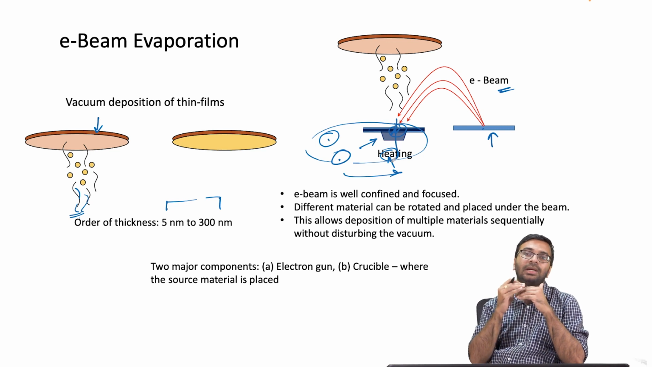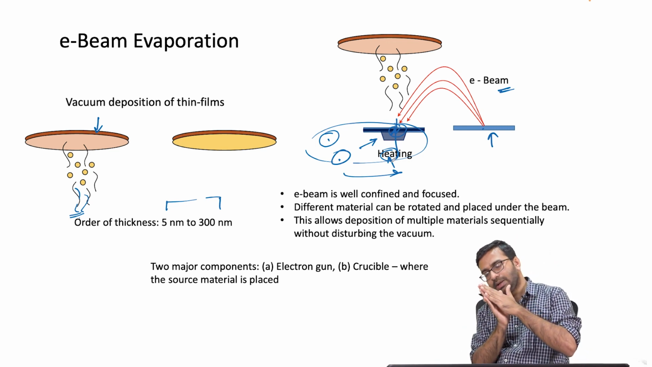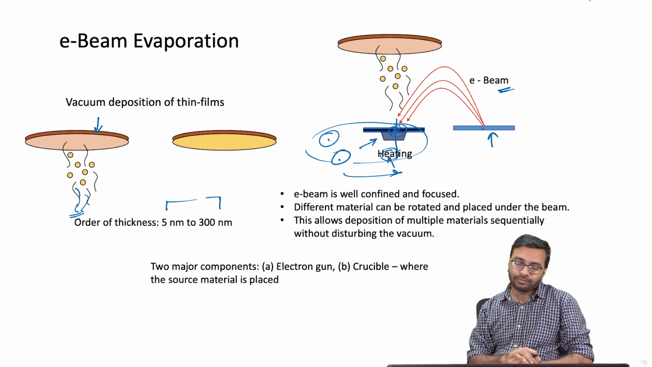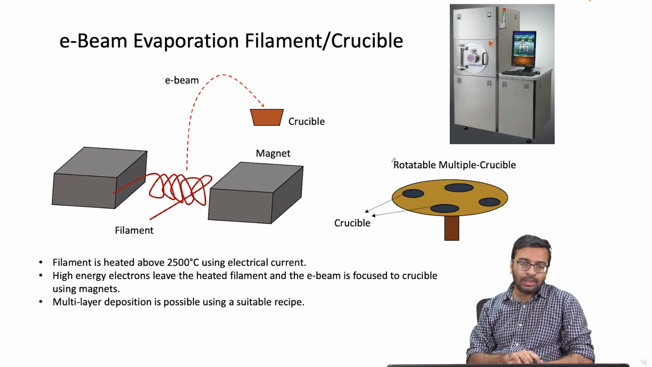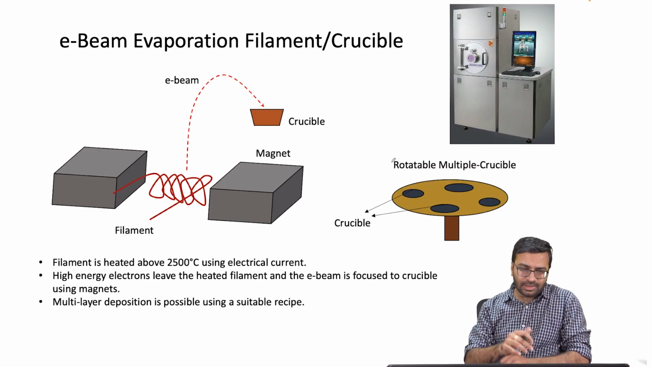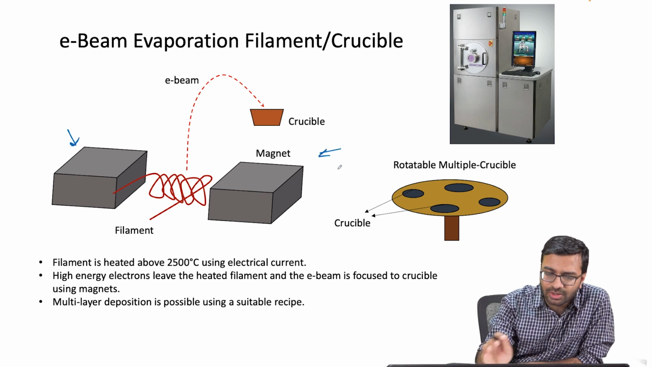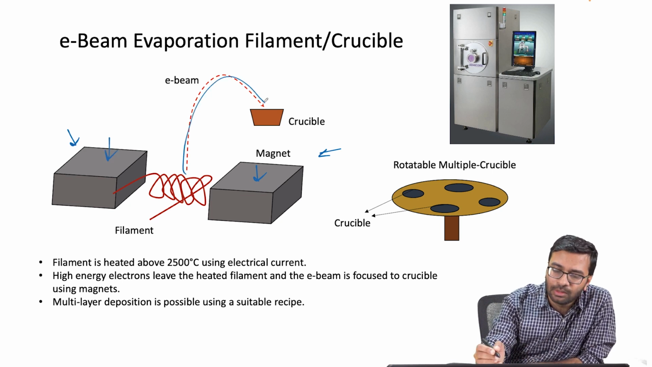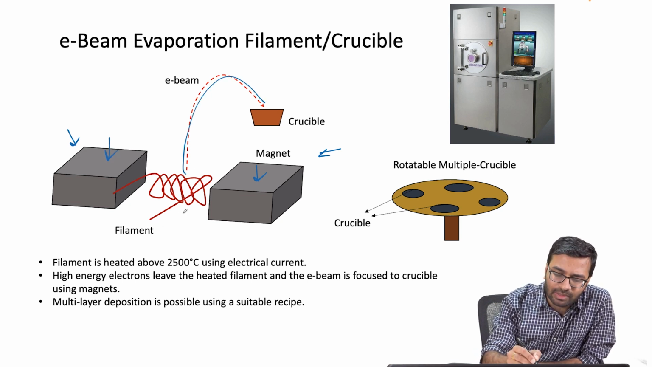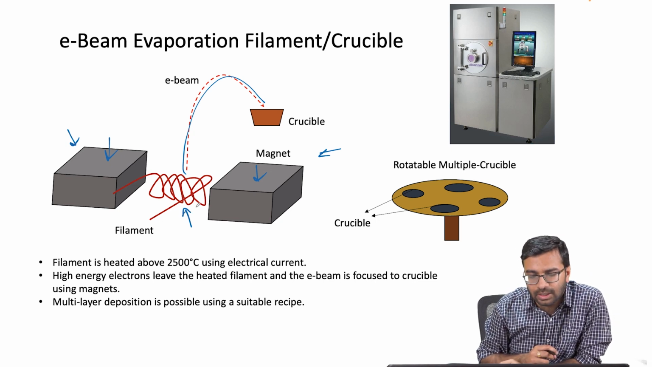So it can create multi-layer thin films, which is an advantage of e-beam evaporation. Now this is a schematic representation of the e-beam process where you have magnets. These magnets will help to focus the electron beam to the crucible, and then you have a filament which is the source of the electron beam.